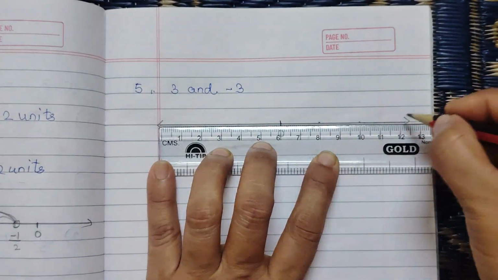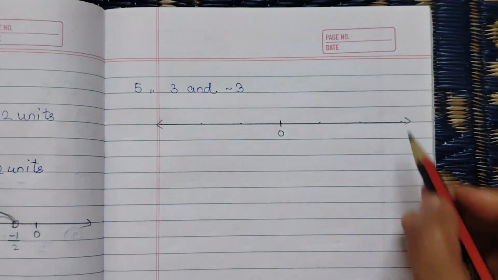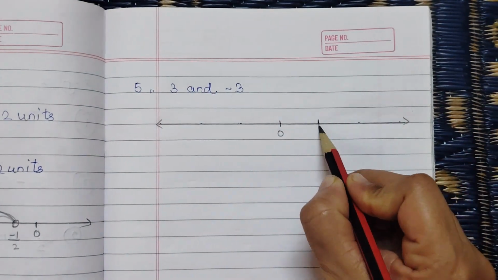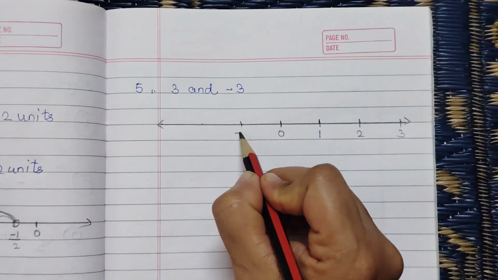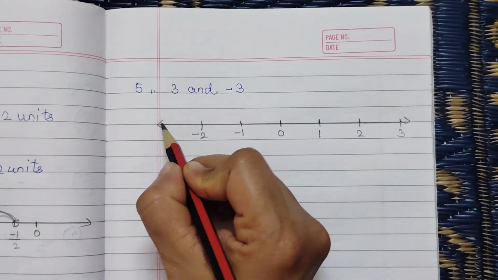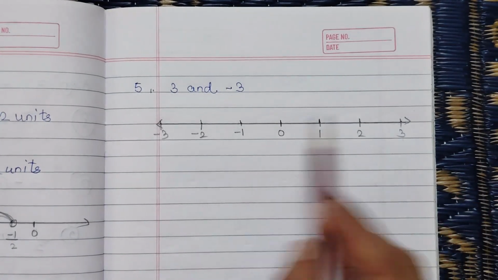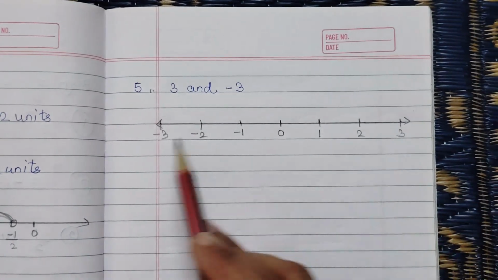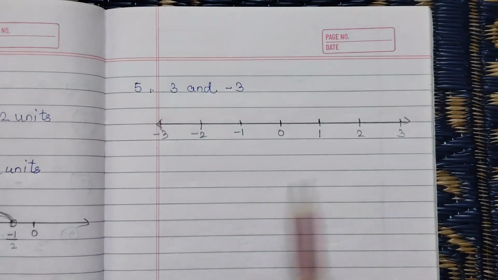1, 2, 3. 1, 2, 3. So this is 1, this is 2 and this is 3. This is minus 1, minus 2, minus 3. Okay. So now we will count 3 and minus 3. From 3 and minus 3, what is this distance? What is the length?